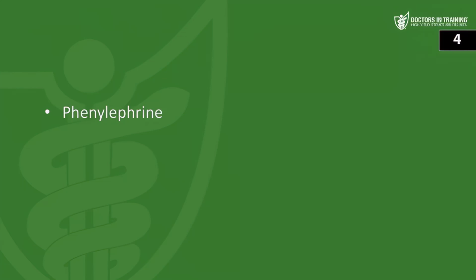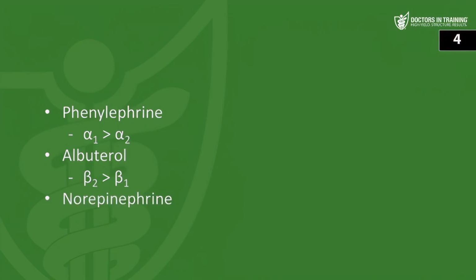Next, we have phenylephrine. That's going to be doing a little bit more alpha-1 than alpha-2. And remember, that's that vasoconstricting drug. Next, we have albuterol. Albuterol is going to do a lot of beta-2 activity, but you're also going to get a little beta-1 as well. Norepinephrine, this is where it gets a little bit tricky, does alpha-1, alpha-2, and beta-1. It's basically just like epinephrine, except for you're probably dropping a little bit of the beta-2.